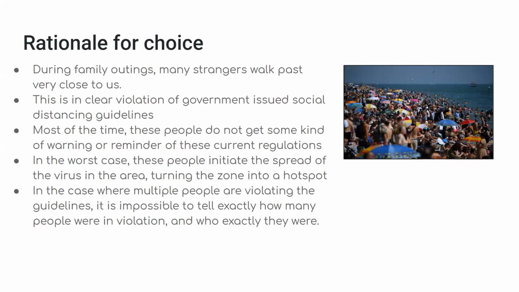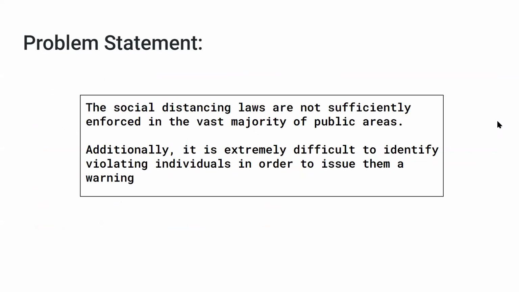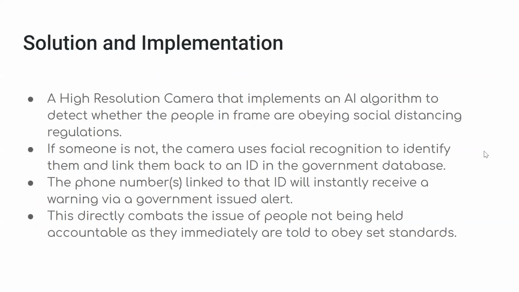And in the case where multiple people are actually violating these guidelines, it is impossible to tell exactly how many people were in violation and who exactly they were in most cases. So this leads me to my problem statement. The social distancing laws are not sufficiently enforced in the vast majority of public areas. Additionally, it's extremely difficult to identify violating individuals in order to issue them some kind of warning. And this leads me to my solution and how I will implement it.